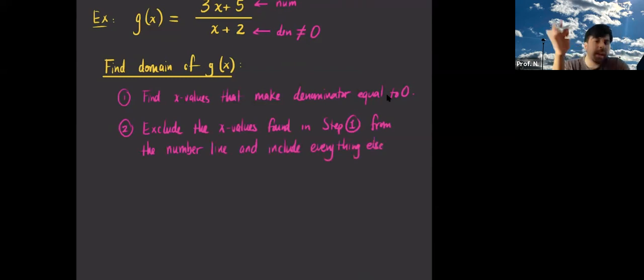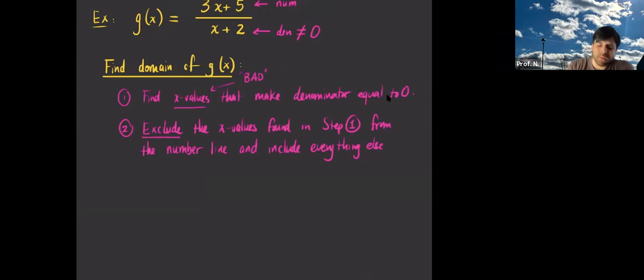To find the good x values, quote unquote, the values that are in my domain, I need to find what's not in my domain. So the x values that make my denominator equal to 0 are the bad ones. Of those bad ones, I'm going to exclude them. And once I exclude them, I include everything else.